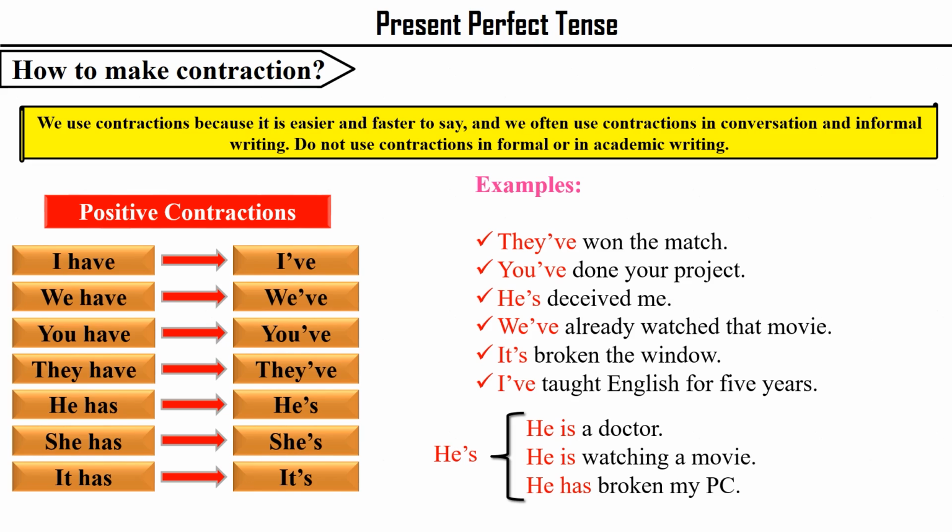How do you know? When there is a noun after he is, that is the simple present tense. He is a doctor. If there is the ing form of the verb after he is, that is the present continuous tense. Or if there is the third form or the past participle form of the verb after he has, that is the present perfect tense. He has broken my PC, etc.